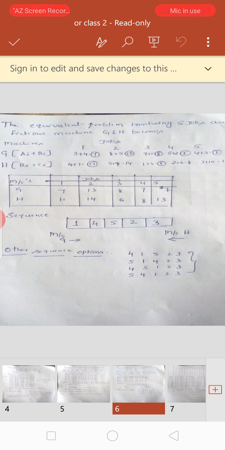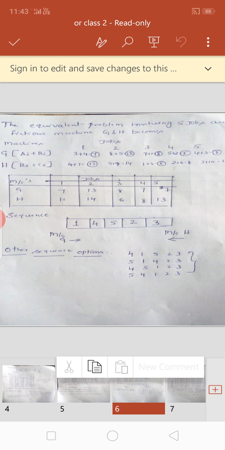What is the first step for following Johnson's rule? The first step says that before going to scheduling, find out the least processing time. If the processing time is a tie, that is, if two or three machines have the same processing time, then you choose arbitrarily. As you wish, you can choose any one of them.